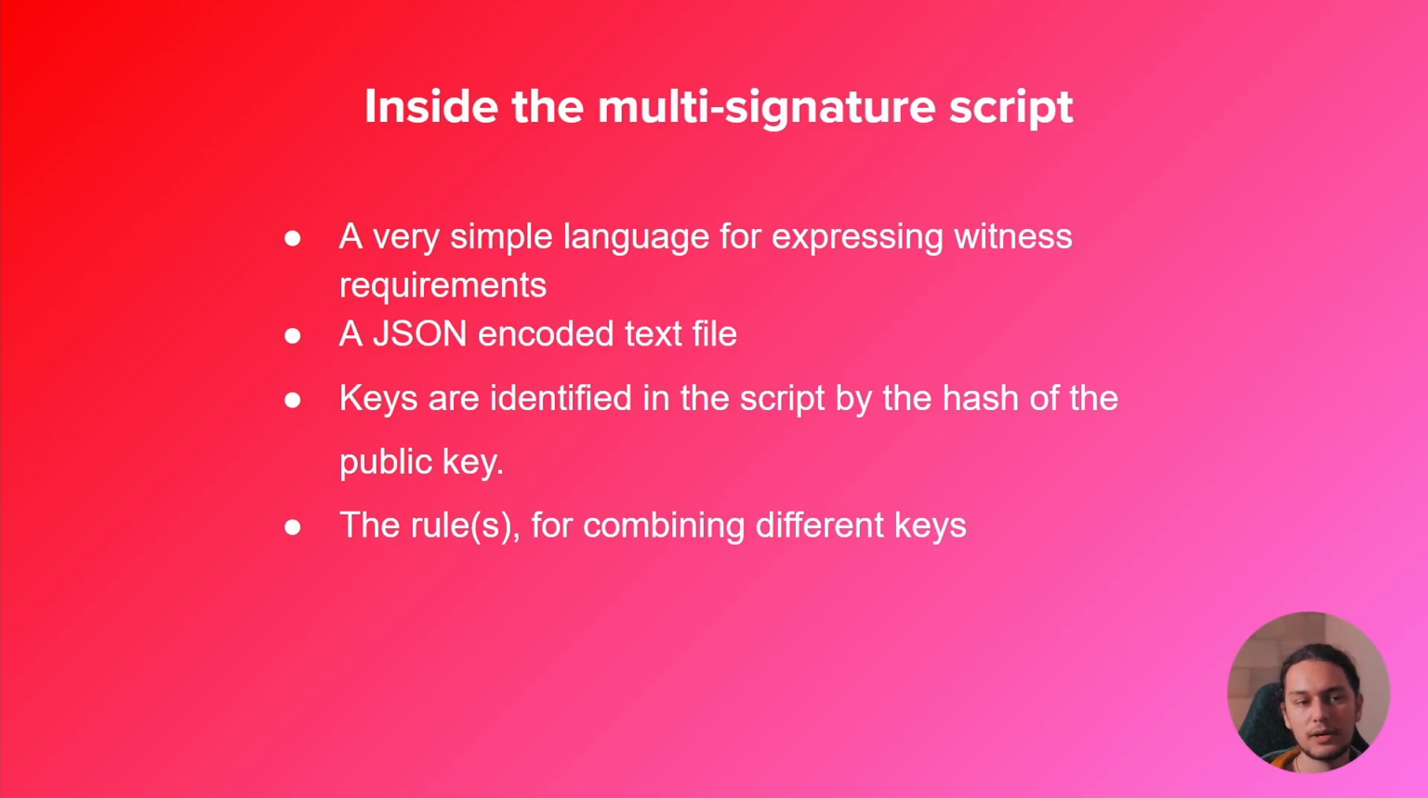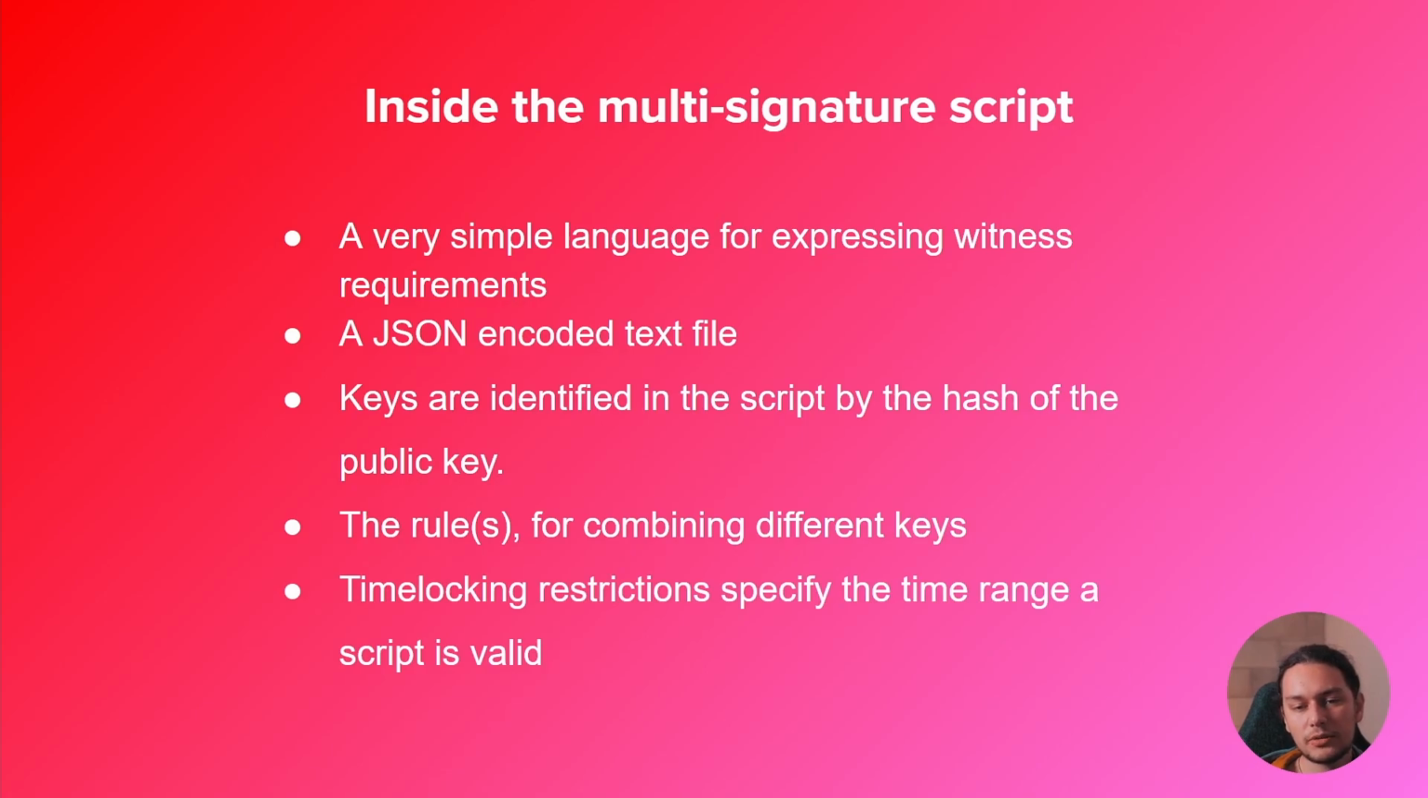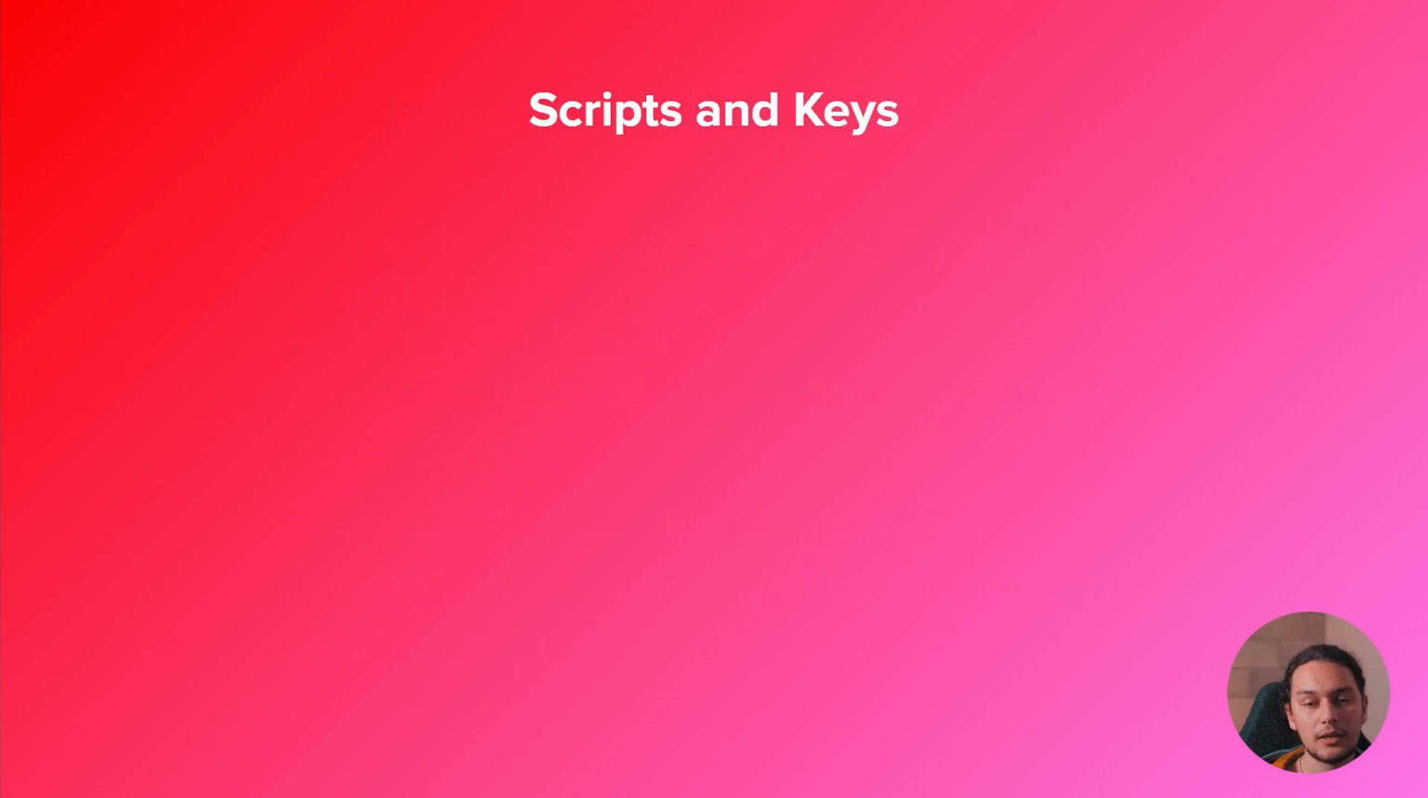So it's the rules for combining different keys. And that's what it allows us to do, to allow people from all around the world or within a small little group to define the spending or the holding of certain transactions. So we can add optional things such as time locking restrictions, specify a time range between certain slots that occur. So say you want your script to be valid between the range of 1 and 10, then between 1 and 10, that script is only valid before it basically dies.